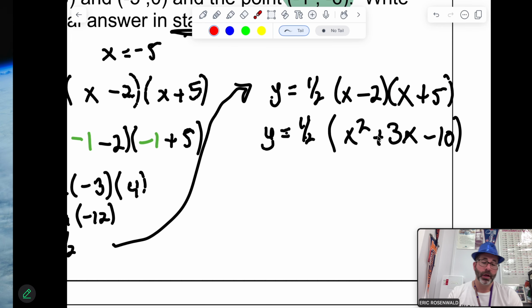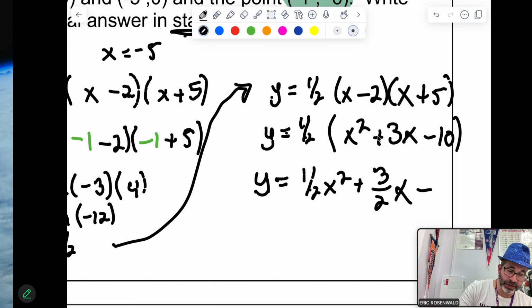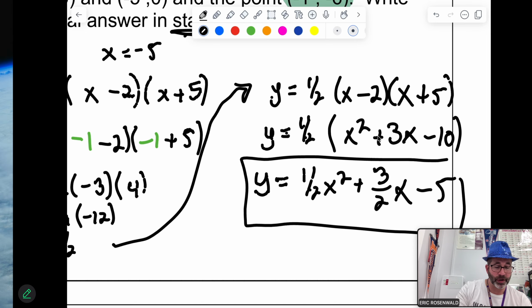Okay? So now let's just distribute this out. We have y is equal to 1/2 x squared plus 3/2 x, and then minus 5. That's just taking the +1/2 that's there and distributing it out to the equation, okay?